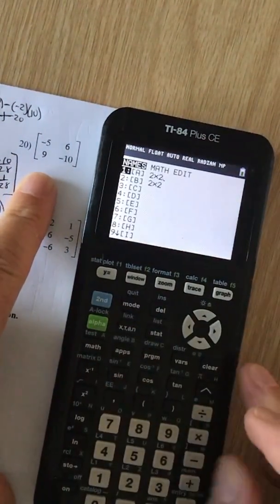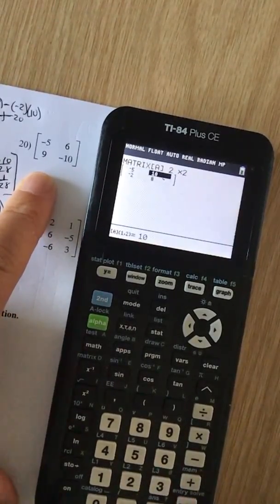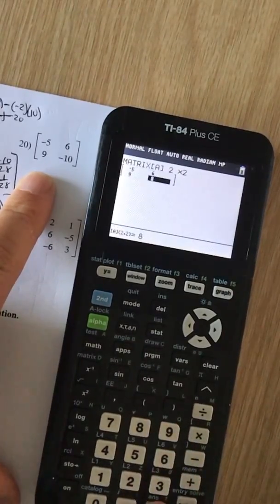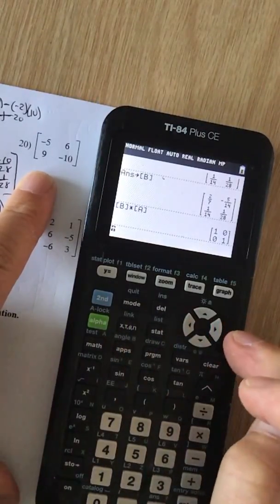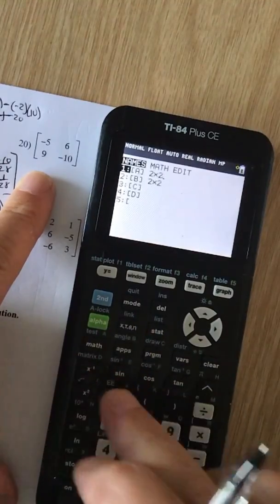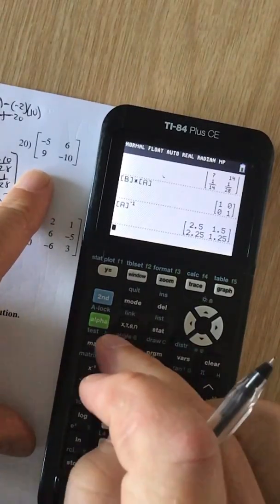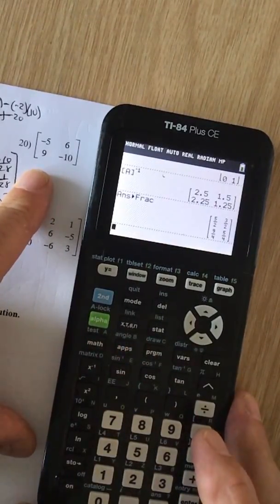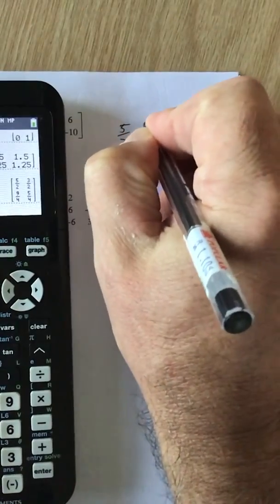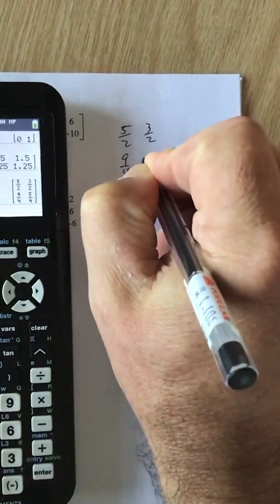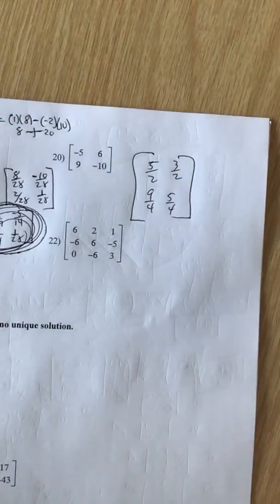So go ahead and do number 20. Second matrix, edit. Get a 2 by 2. Okay, we got a 2 by 2. Put in the data. -5, 6, 9, -10. Now, literally, you don't even have to do anything. I'm going to say second matrix A, inverse button. Okay, there it is. I'm going to put that back as a fraction. So 5 halves, 3 halves, 9 fourths, and 5 fourths. That is the inverse.